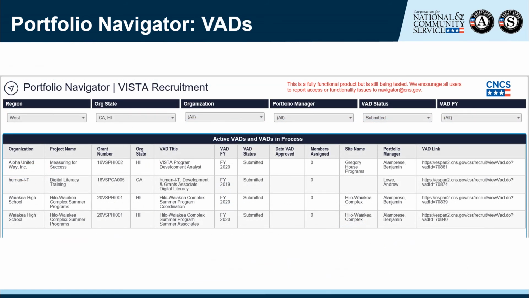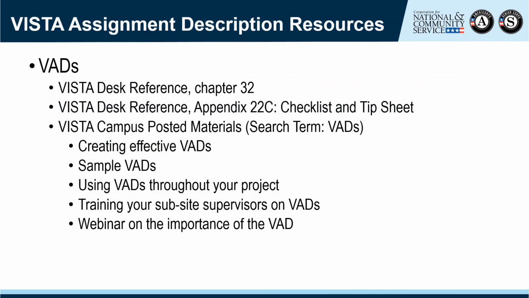Please know that the VISTA recruitment section of the Portfolio Navigator includes reports for both VADS and service opportunity listings. Here's a quick screenshot showing VADS submitted for Hawaii and California. Again, these various reports can help you identify red flags and to manage your workload before logging into the portal. Tune in to the Portfolio Navigator course in Litmus to learn more about using the Navigator reports, especially when working with opportunity listings. Here are some resources to learn more about VADS.